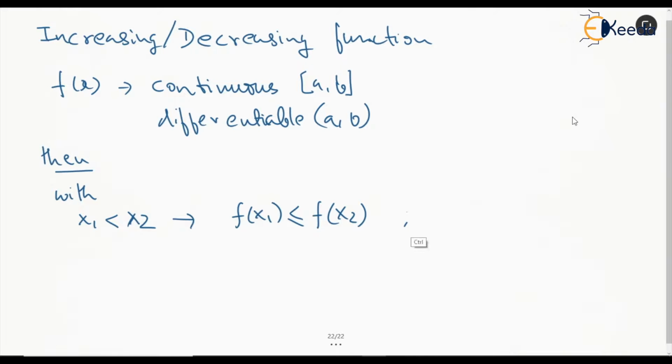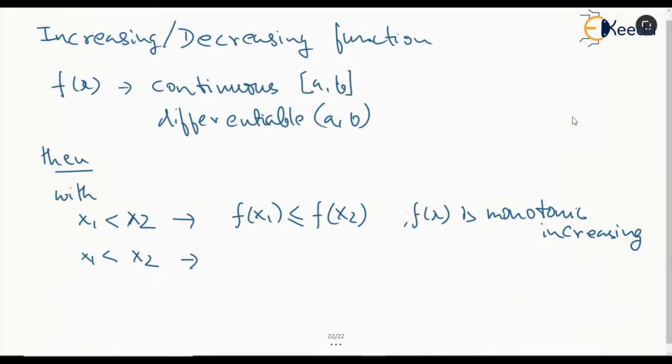the function f of x is monotonic increasing. And if for x1 less than x2 we have f of x1 less than f of x2, then the function is strictly increasing.